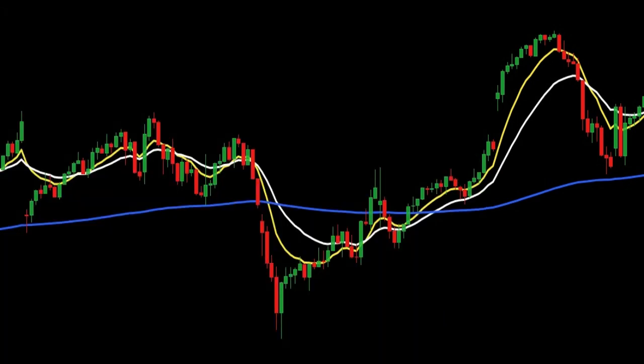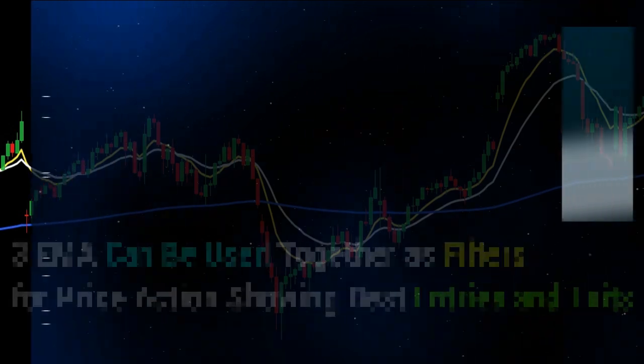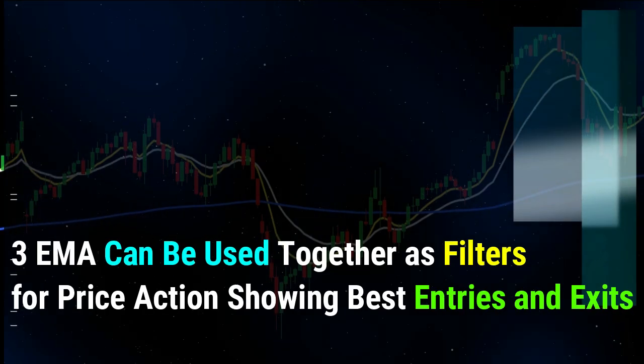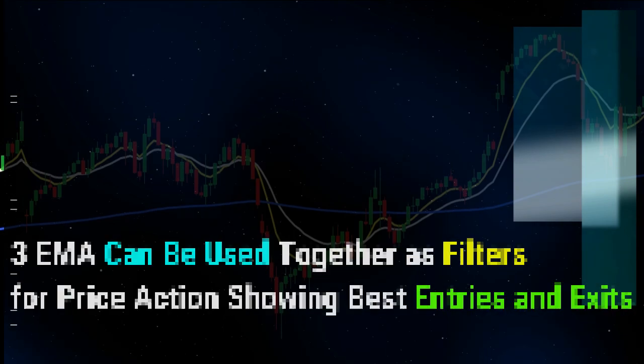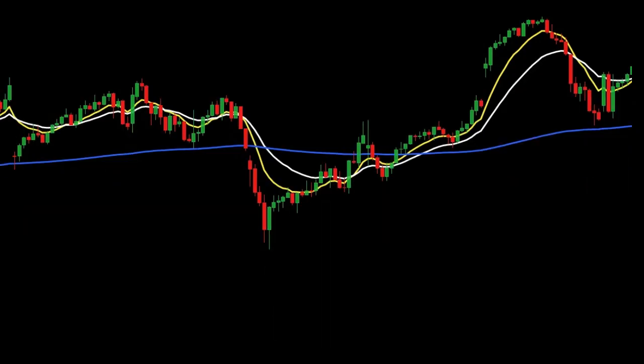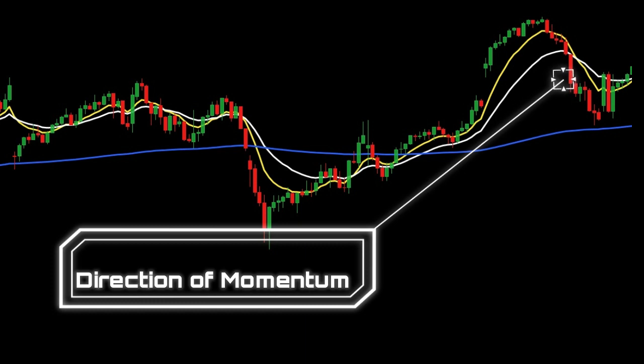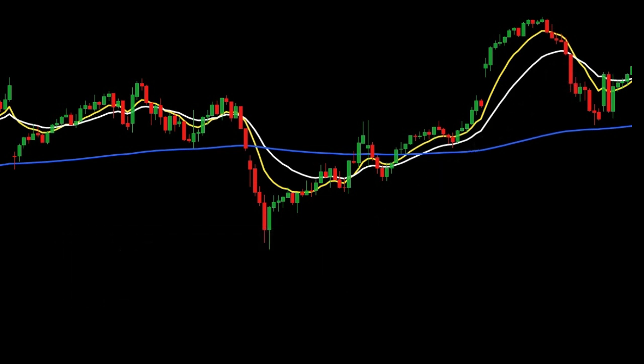The 3 moving averages can be used together as filters for price action, showing the best entries and exits to go with the flow of the current momentum and trend on the chart. 3 moving averages simply show the current direction of momentum on a chart and can be used to create good risk-reward ratios at entry through the use of stop losses, trailing stops, and profit targets.